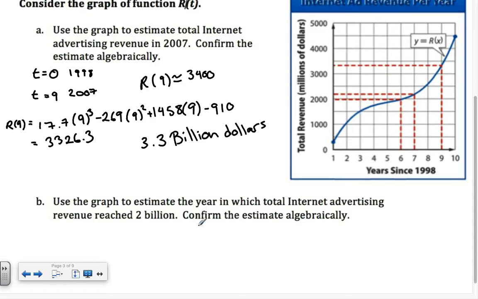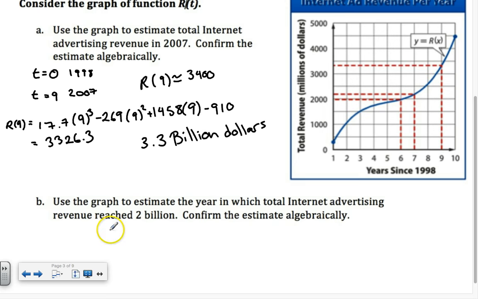Now let's use the graph to estimate the year in which the total internet advertising revenue reached $2 billion. So $2 billion would correspond with the 2000 line on the y-axis, because there are 2,000 millions in 2 billion. I'll trace the graph out, and I see that it hits somewhere around 6 years. If I trace it out, I can see that somewhere between 6 and 7 years, I'm going to cross the 2 billion mark. So let's confirm that algebraically.